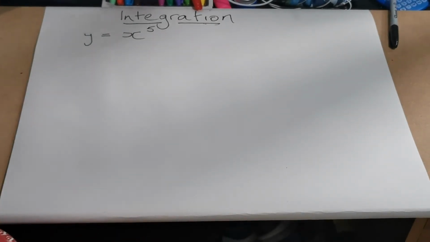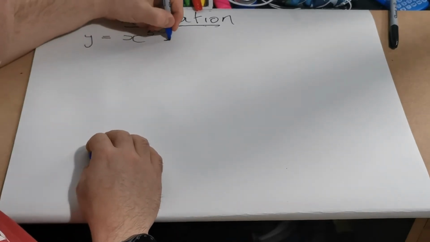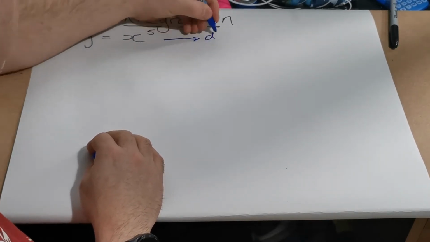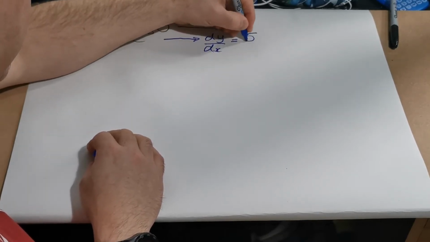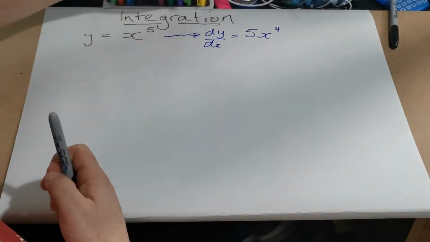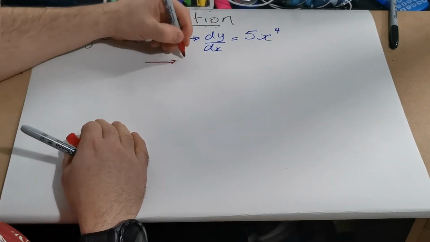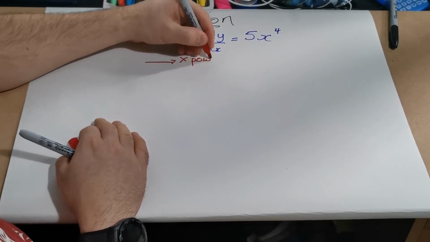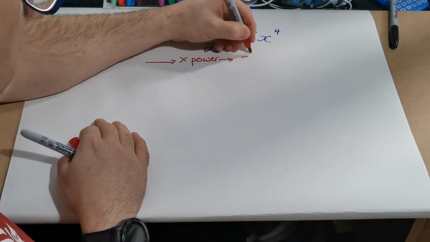Now integration in its simplest form can be considered as being the reverse of differentiation. So if we differentiate x to the 5 to get dy by dx, we get 5x to the 4. And you can say that what you're doing there is you're timesing by the power, and then you're taking 1 from the power.